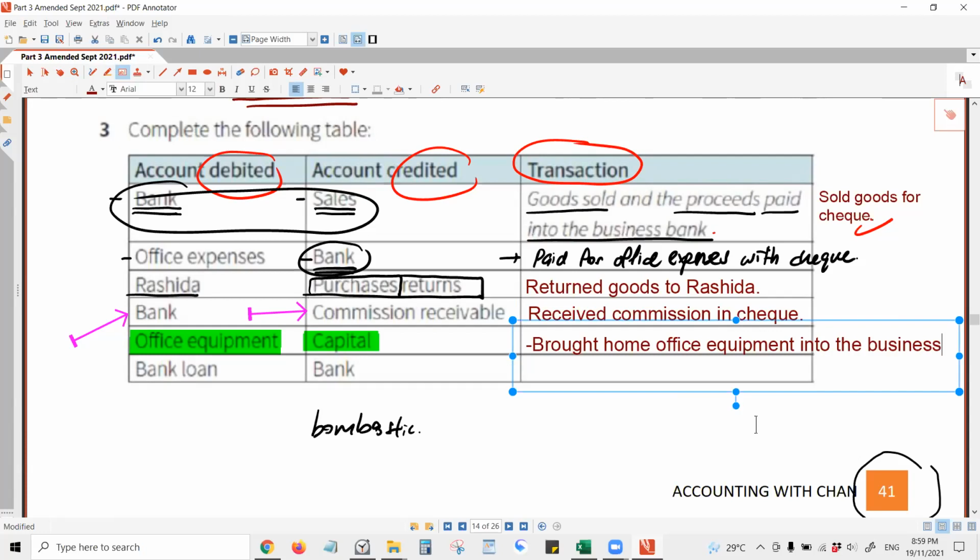So if you happen to have a lot of computers at home, then I think it's logical that you can bring one of the computers at home into the business, right? Rather than buying a new one. Agree? So this is investing office equipment into the business. This is one way of writing the transaction. I show you the second version of answer.